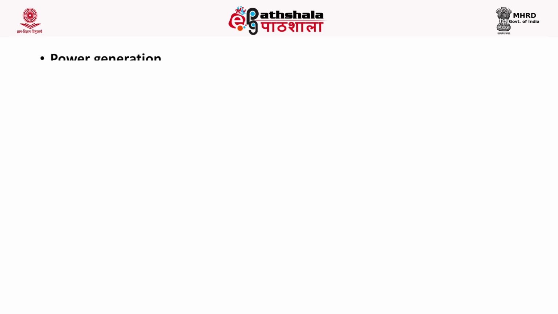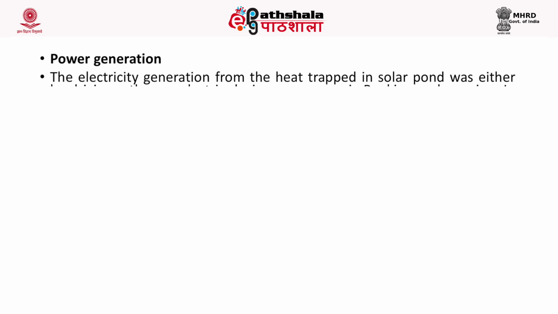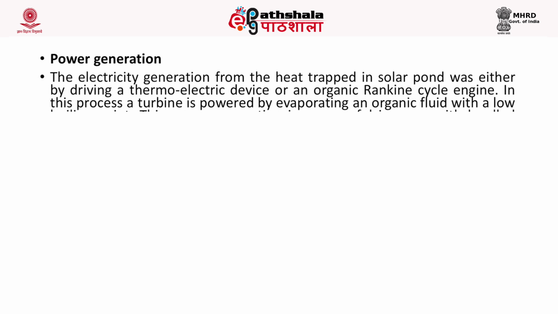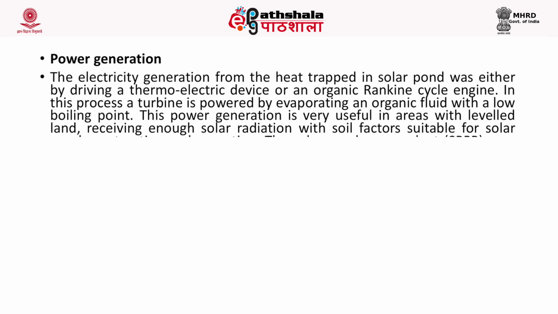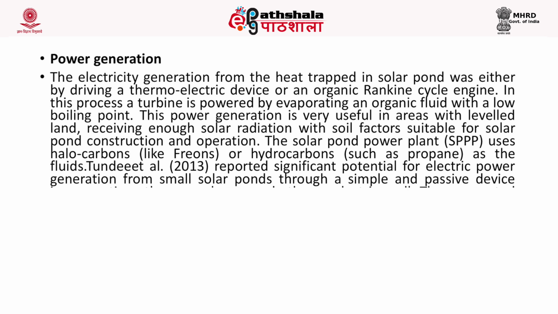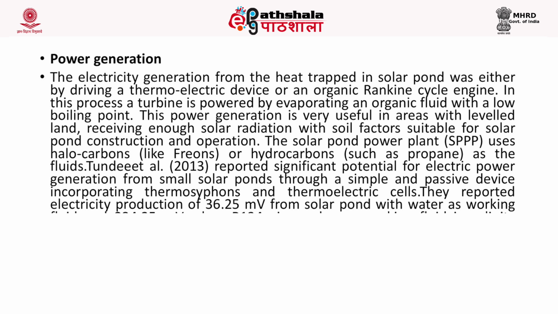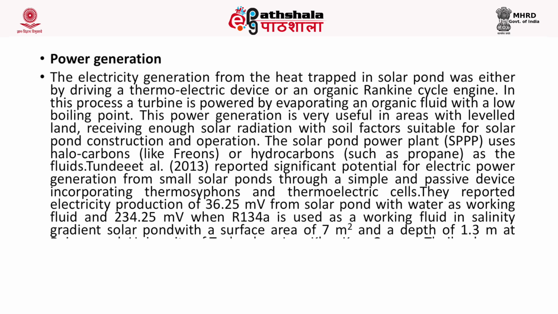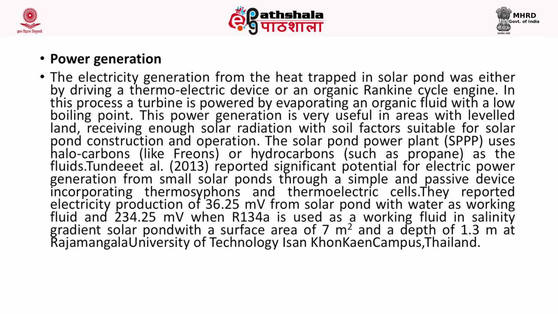Power generation. The electricity generation from the heat trapped in a solar pond was done either by driving a thermoelectric device or an organic Rankine cycle engine. In this process, a turbine is powered by evaporating an organic fluid with a low boiling point. This power generation is very useful in areas with level land receiving enough solar radiation, with soil factors suitable for solar pond construction and operation. The solar pond power plant uses halocarbons or hydrocarbons as the fluids.